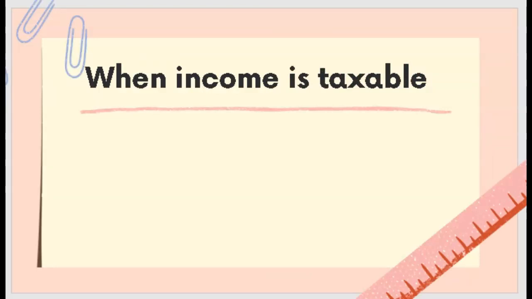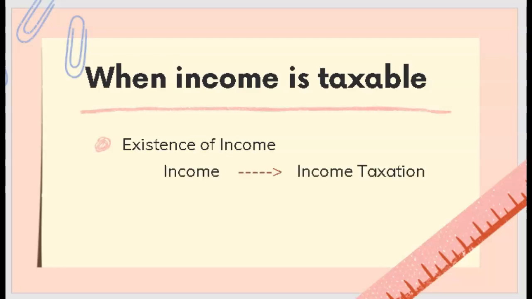The following are important considerations to know whether there is income for tax purposes. First is the existence of income. A primary consideration in income taxation is that there must be an income before there could be income taxation. There must be a gain or profit, whether in cash or its equivalent.